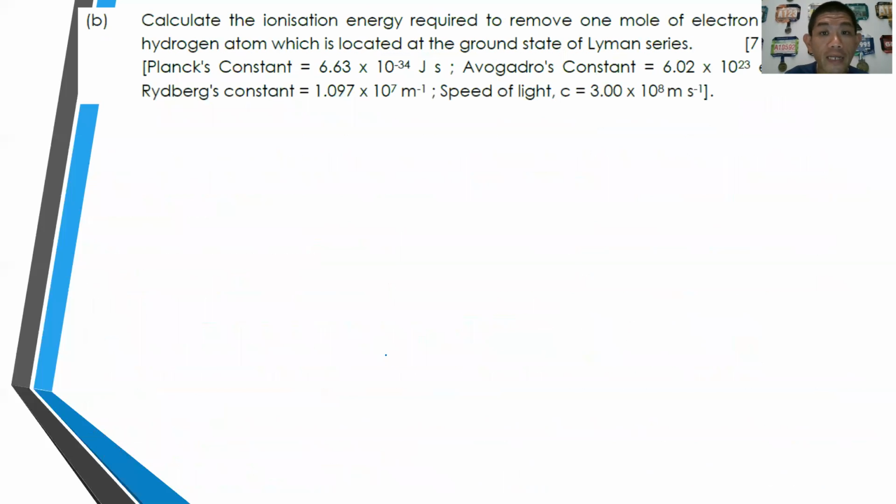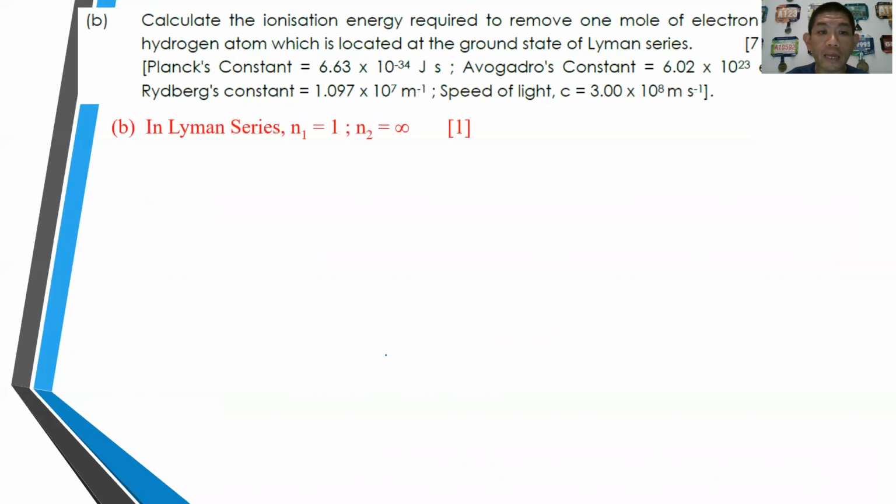Okay, B, calculate the ionization energy required to remove 1 mole of electrons from a hydrogen atom which is located at the ground state of the Lyman series. So you have to use all the equations from the Rydberg equation, Planck's equation, and also multiply with the Avogadro constant.